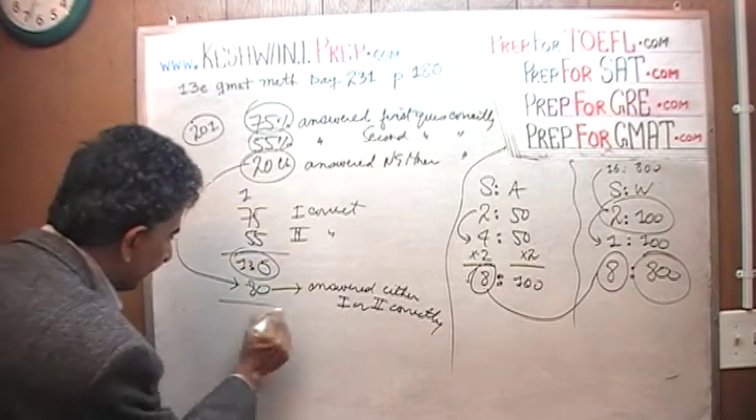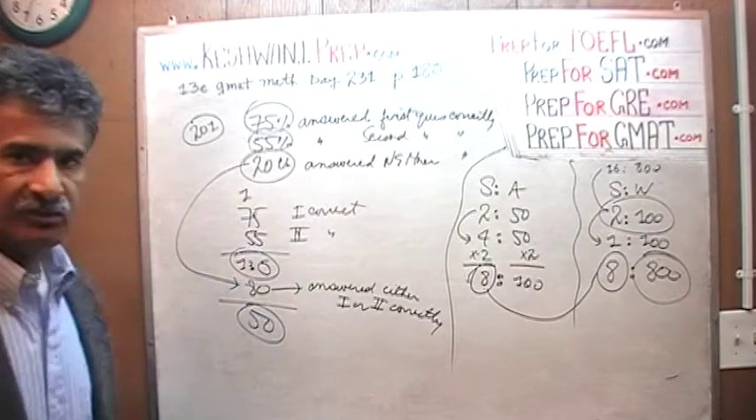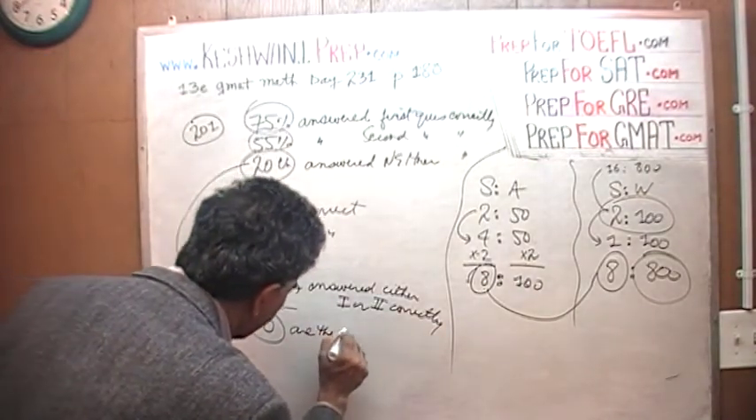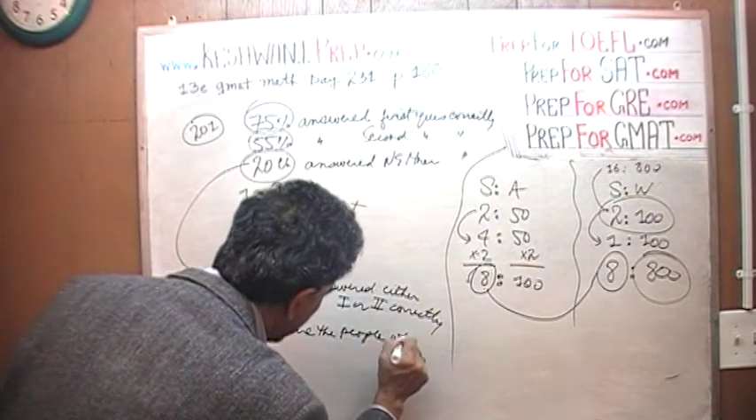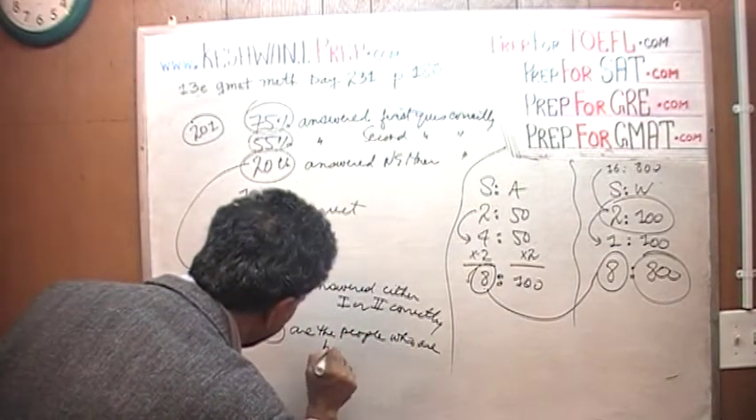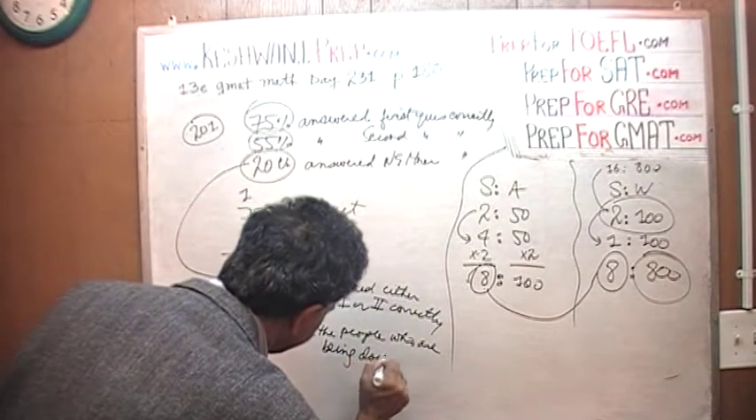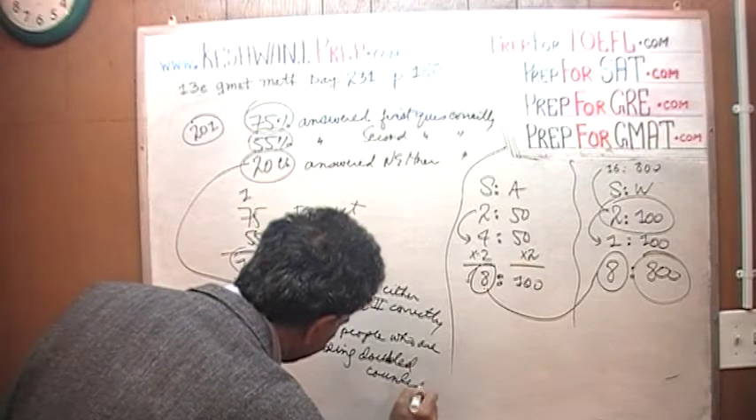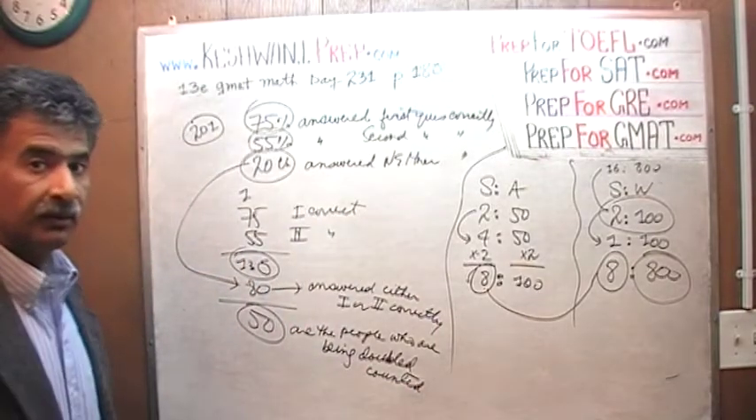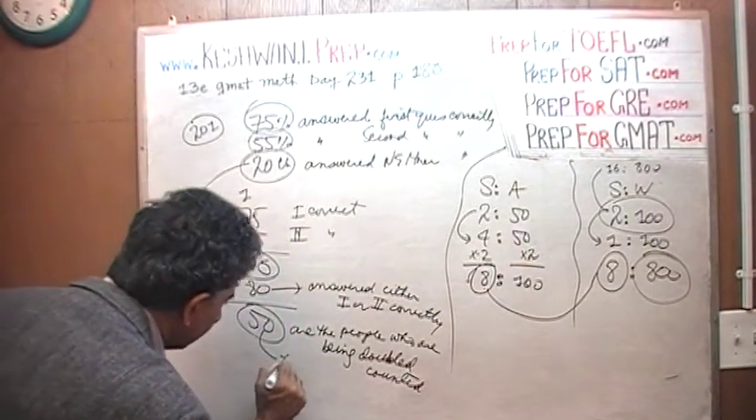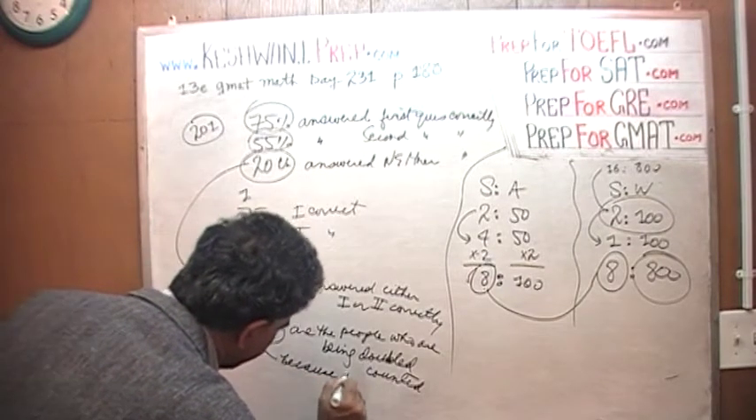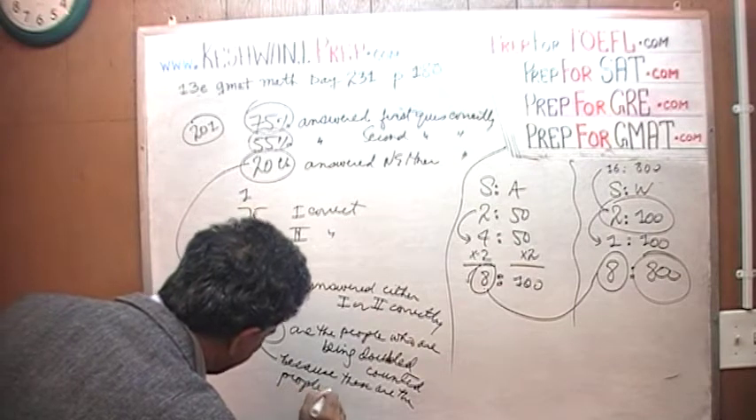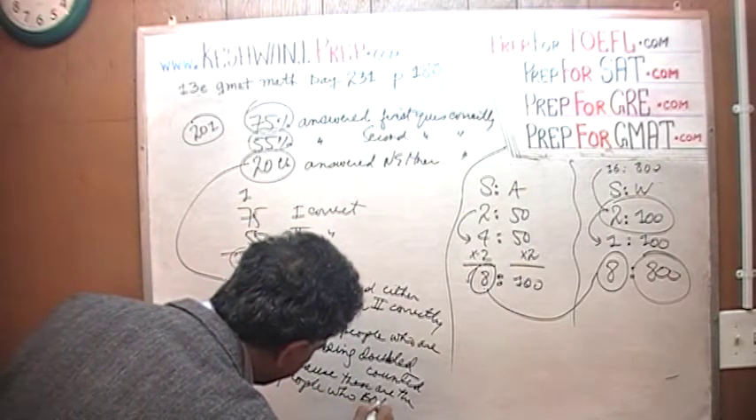Where is this missing 50 coming from? That 50 are the people who are being double counted. Because those are the people who answered both of them correctly. These are the people who answered both correctly.